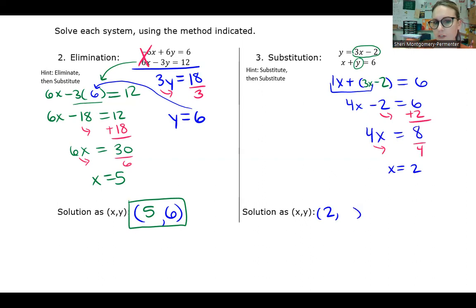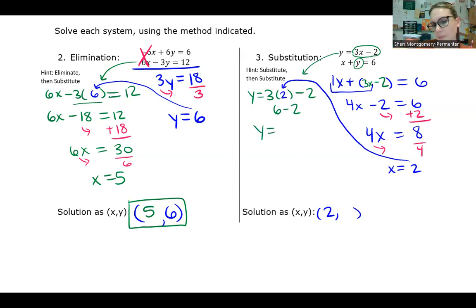I'm going to take that first equation. Y equals 3x minus 2. So I'm going to plug in x is equal to 2. I just solved and figured out x was equal to 2. What's 3 times 2? 6. What's 6 minus 2? Y is equal to 4.